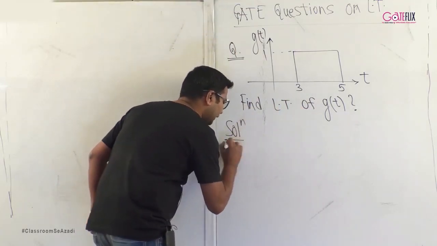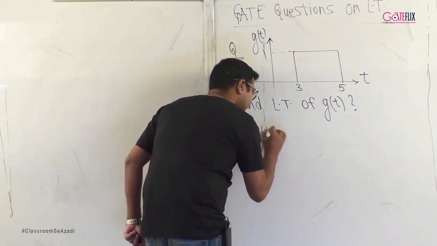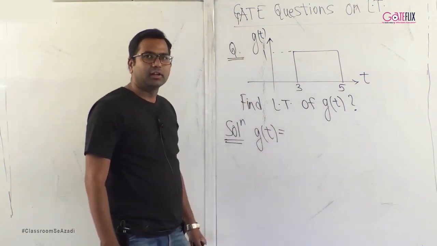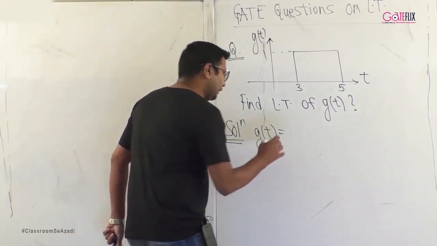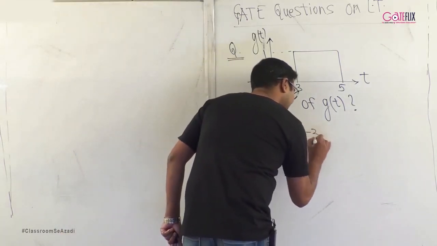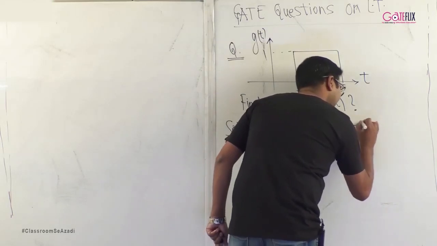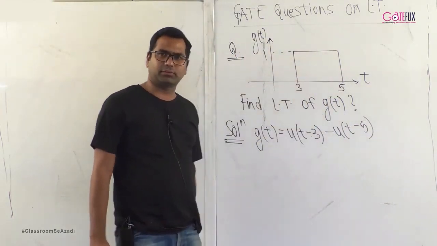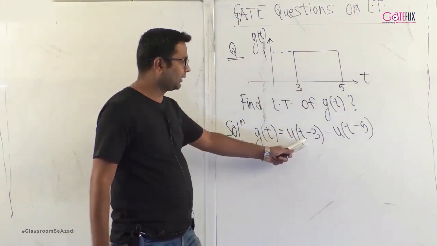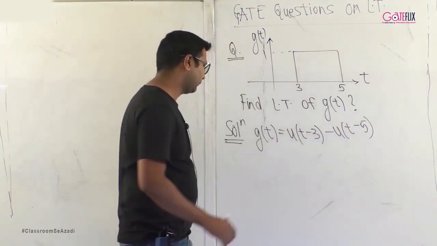The signal g of t here can be expressed in terms of unit step. The signal g of t can be written as u of t minus 3 minus u of t minus 5, because it starts from 3 and ends at 5. So it can be written as u of t minus 3 minus u of t minus 5.